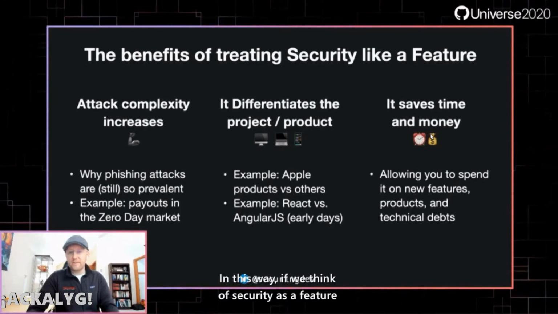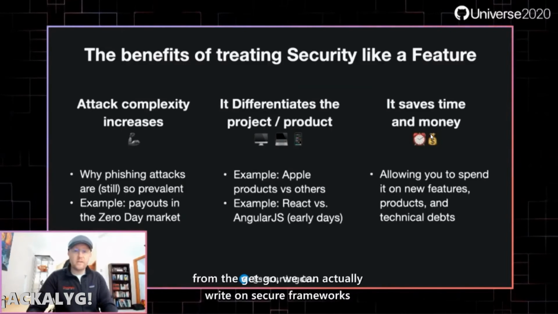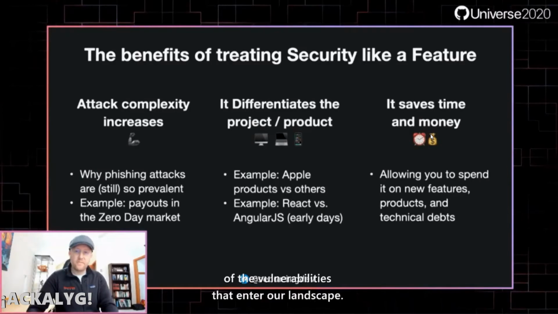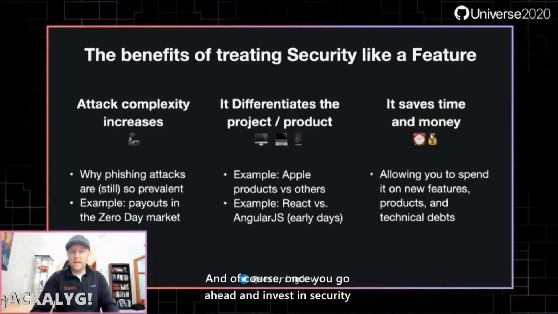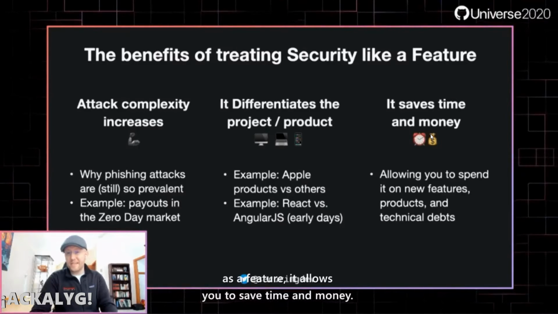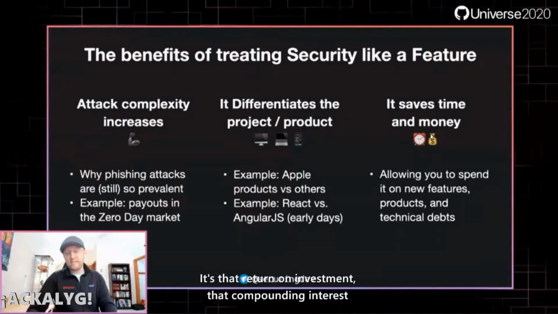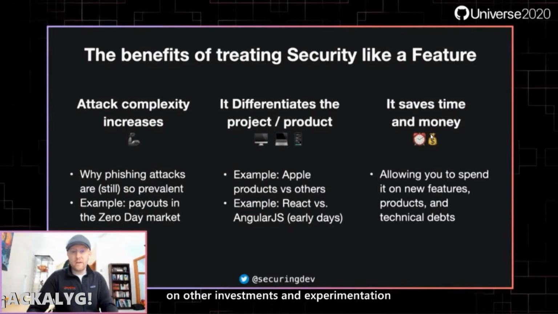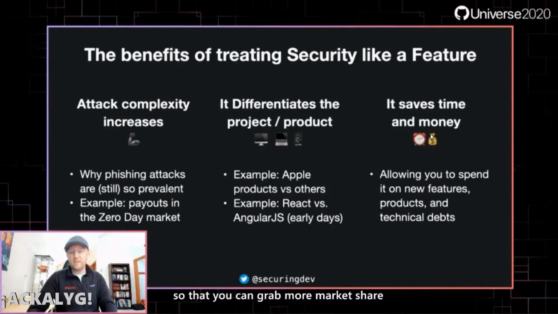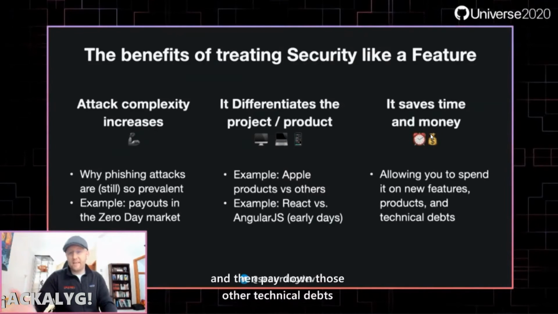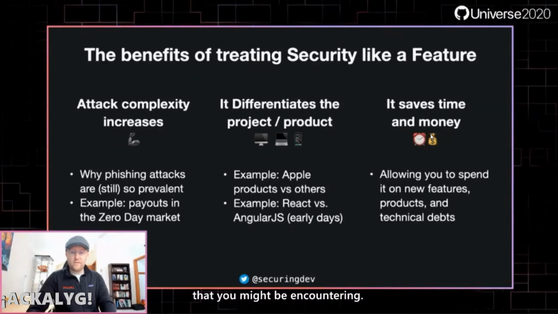And in this way, if we think of security as a feature from the get-go, we can actually write on secure frameworks and languages like Rust to eliminate a vast majority of the vulnerabilities that enter our landscape. And of course, once you invest in security as a feature, it allows you to save time and money. It's that return on investment, that compounding interest that allows you to focus on other investments and experimentation so that you can grab more market share and of course differentiate your product and then pay down those other technical debts that you might be encountering.